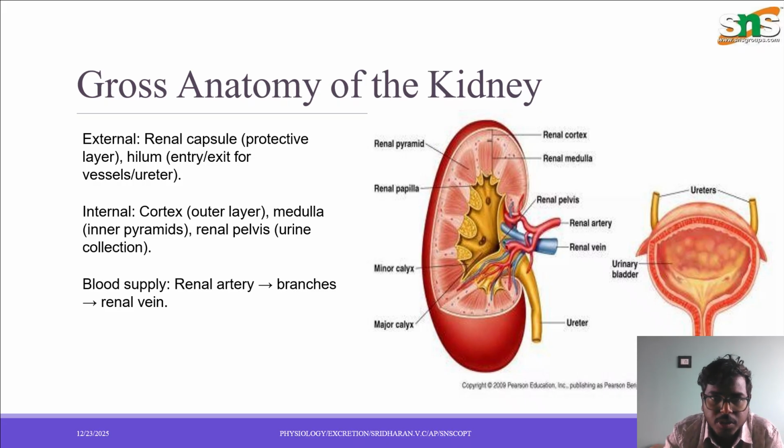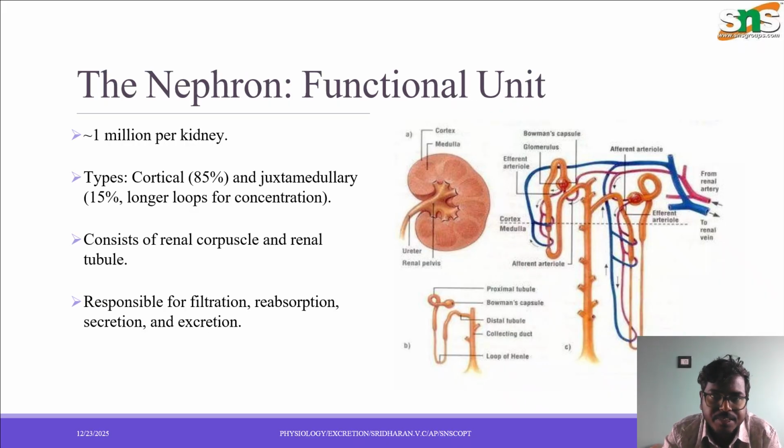Second, we're going to see the internal anatomy of the kidney, which consists of the cortex, the outer layer, the medulla, the inner pyramidal layers, and the renal pelvis, where the urine gets collected from the collecting duct. The blood supply for the kidneys is the renal artery, which divides into different branches, and the renal vein carries deoxygenated blood out of the kidney.